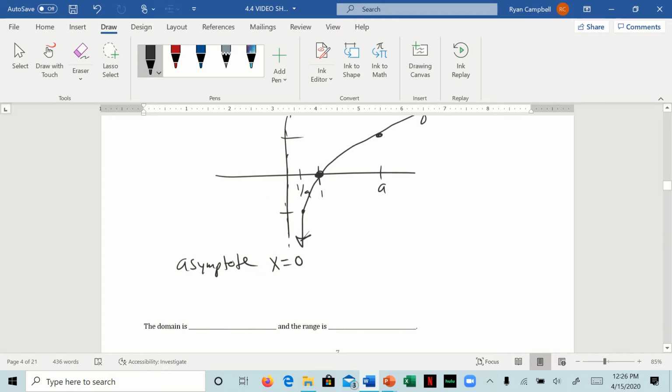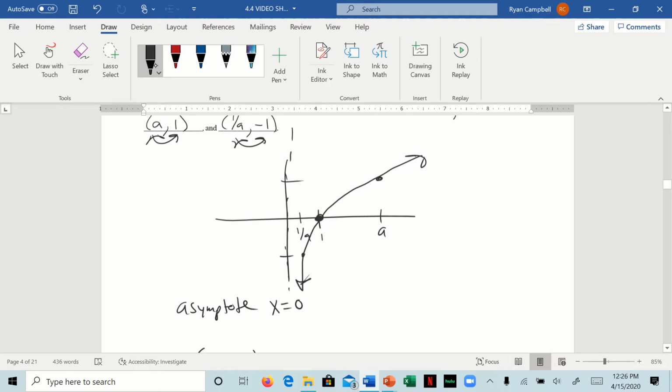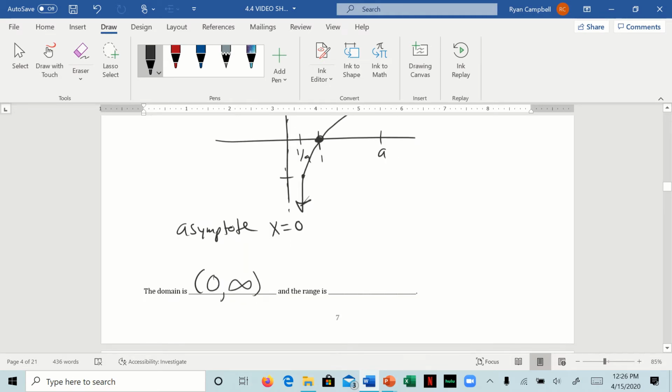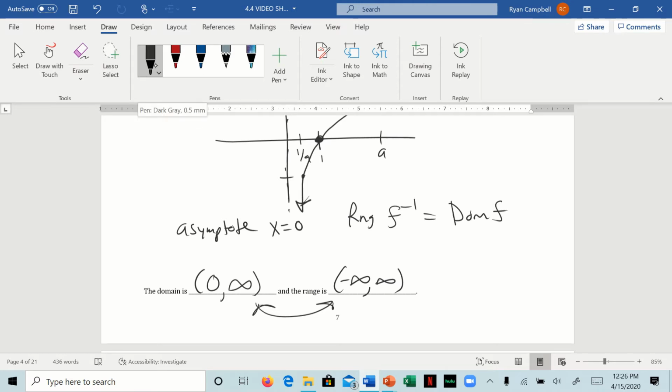So looking at this, right, what's our domain? What can we have for the x values? We see that it's going to be 0, infinity. And then what about the range? We can go all the way down and all the way up. So the range is negative infinity to positive infinity, which again makes sense, right? Because these are flipped when it comes to the exponential, which is what we always said, right? The range of an inverse is the domain of the function. So the range of a logarithm is going to be the domain of the exponential, and vice versa. The domain of a logarithm is the range of the exponential. We just flip those.